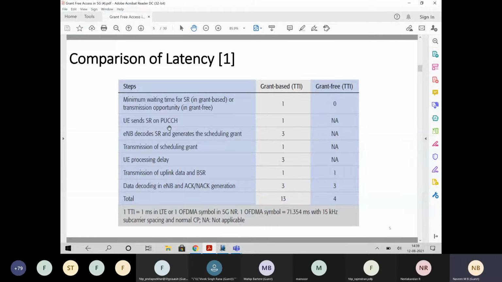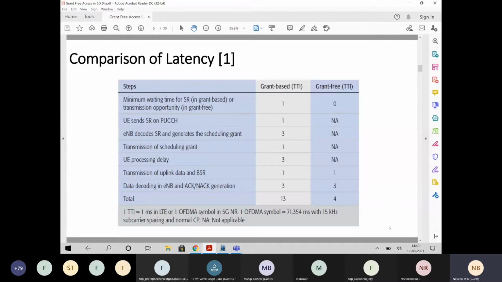Then UE has to send this service request on the control channel. E node B has to decode that service request. Then it has to schedule a grant. All these things are there, right? The entire procedure which I explained before takes around 5 TTIs. And UE also has to process all these things. That will take another 3 TTIs. So totally 8 TTIs, they are not even applicable for grant free because you would have already sent your data. The moment you got your data, you would have sent it.